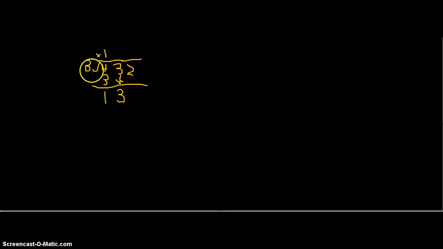Okay, now 3 can go into 13. Well, if you think about it, 3 times 2 would be 6. That is way too small. 3 times 3 would be 9. That is still a little small. So let me write that.